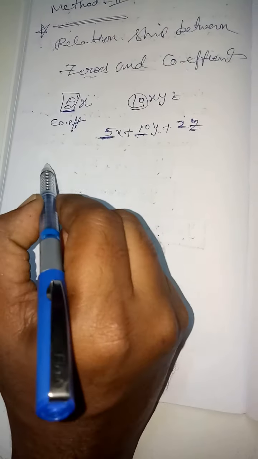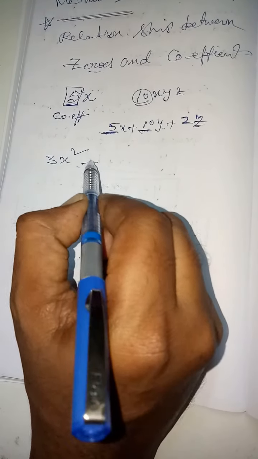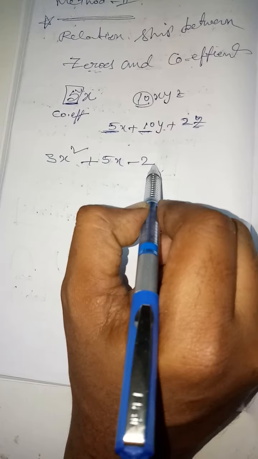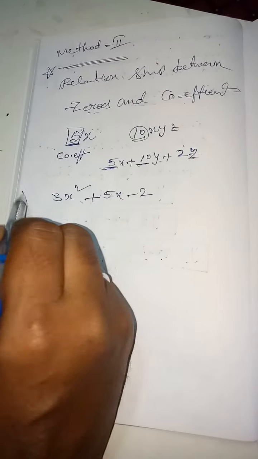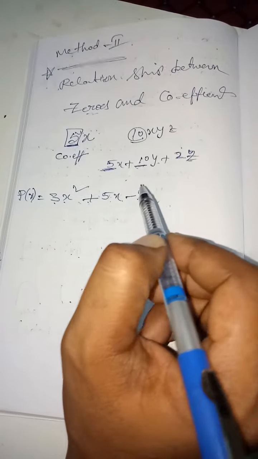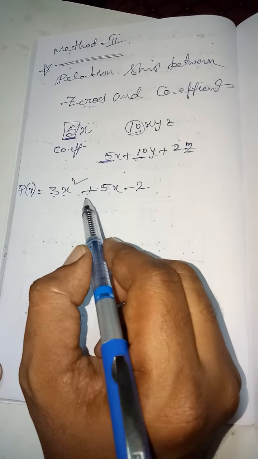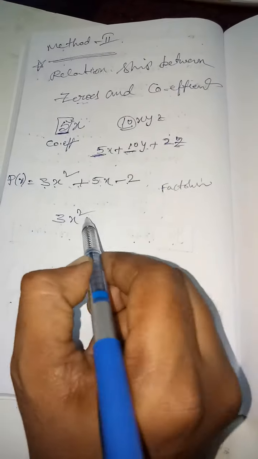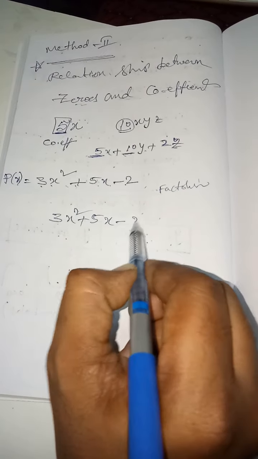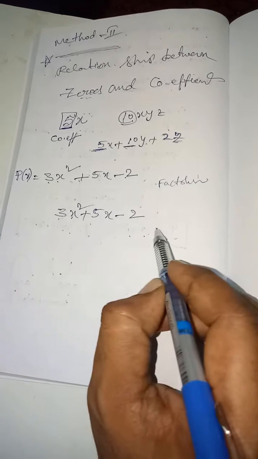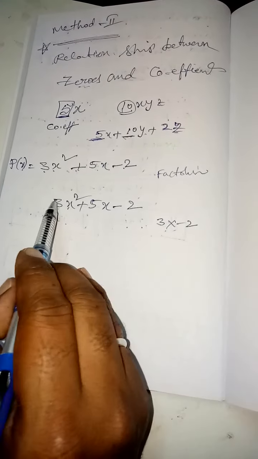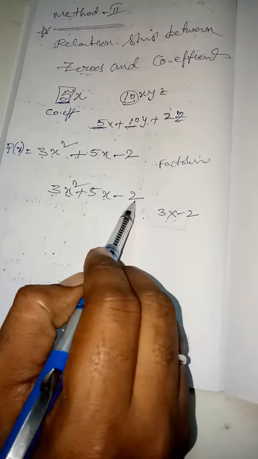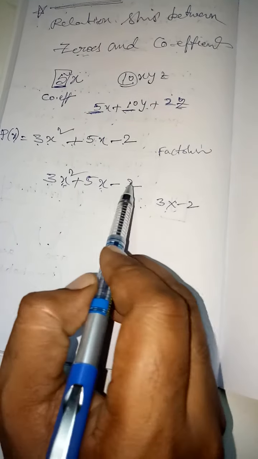I'm taking one example, 3x squared plus 5x minus 2. So this is a polynomial. P of x is equal to 3x squared plus 5x minus 2. We already discussed how to find the factors. I'm finding the zeros by using the factorization method. How to do the factorization? Take the polynomial 3x squared plus 5x minus 2. Here the x squared coefficient is 3 and the constant is minus 2. We know this is the x squared term, x term, constant.